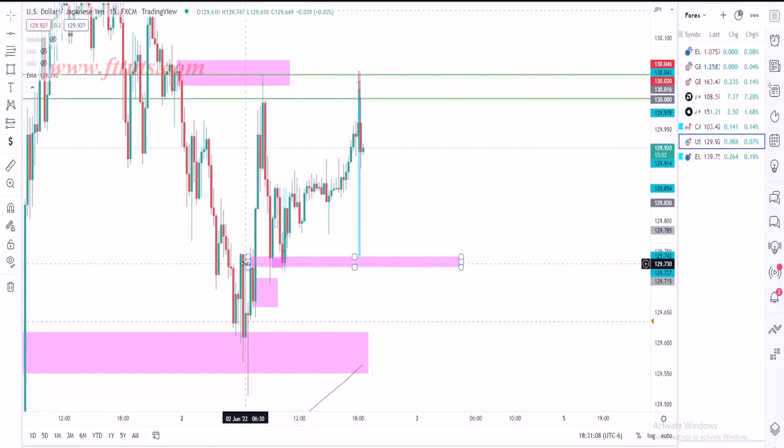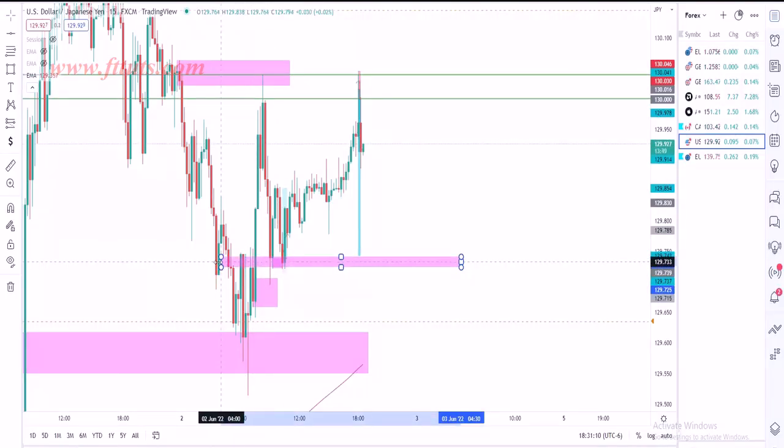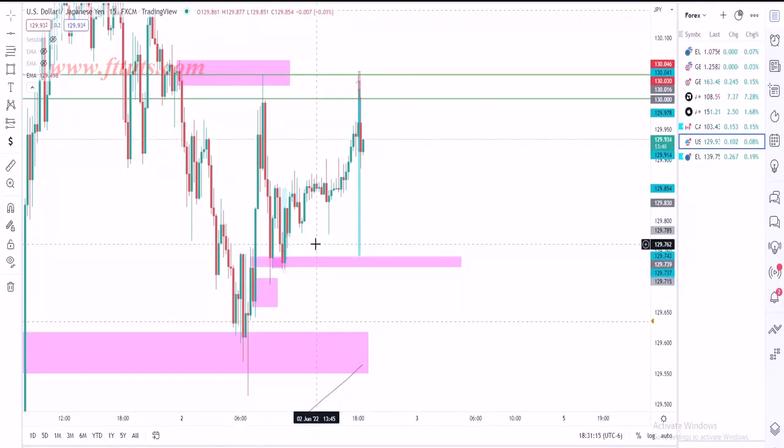So, what once looks bad, looks good. What is that old saying? Borrowed blue, I forget it. But anyway, let's go ahead and let's manage this trade.